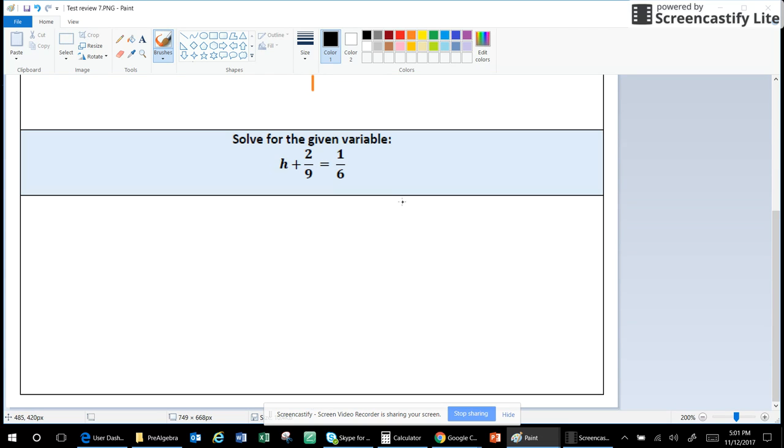All right, let's try the next one. I get h plus 2/9 equals 1/6. I'm going to subtract 2/9 from both sides. And we run into the issue of we do not have common denominators. So I got to think to myself, what's the lowest common denominator between 6 and 9? It'd be 6, 12, 18. That's going to be it. It's going to be 18 because I know 18 is going to be in the 9 list.